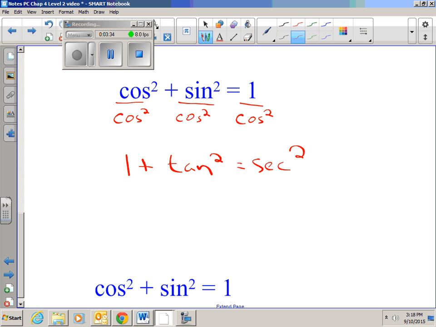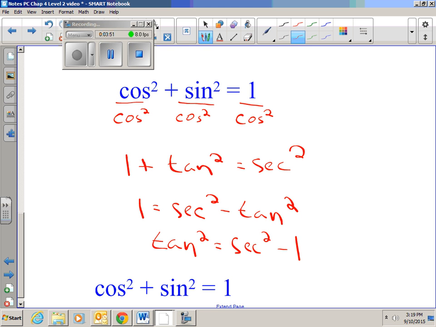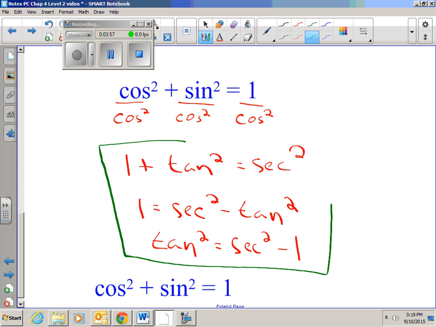If I wanted to, I could subtract tan squared and write that also as 1 is equal to secant squared minus tan squared. Or I could subtract the 1 from both sides and get tan squared is equal to secant squared minus 1. So again, in this green box right here, we have our second 3 Pythagorean identities, which all say the same thing.